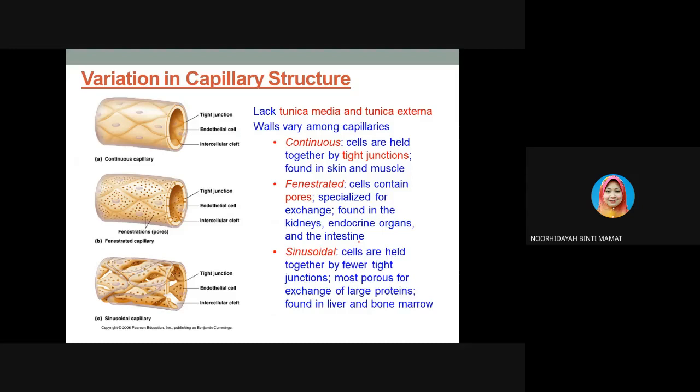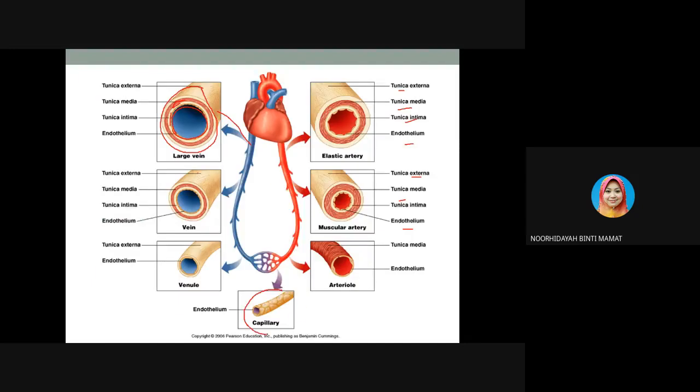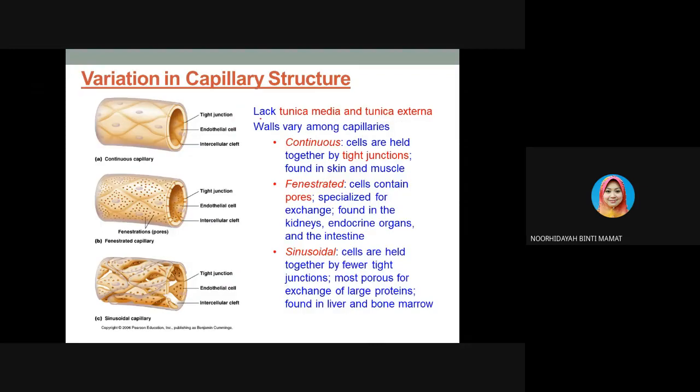Okay, now we are talking about the variation in capillary structure. We have three variations in capillary structure. Here we are talking about only capillaries. As you already know, they lack tunica media and tunica externa, so the walls of the capillary are buried amongst the capillary.